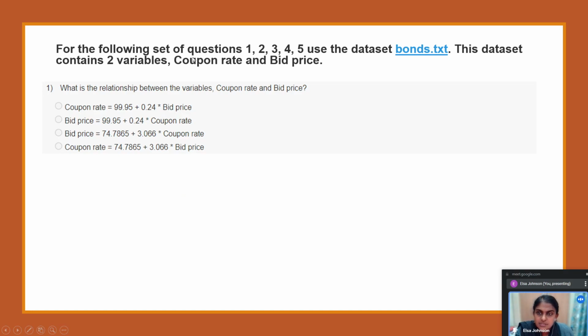So these were the assignment questions in the previous course. They were given the bonds.txt. I think you are also aware of this one because it was seen in the lecture slides also. So they have to check this bonds.txt data set, and this data set contains two variables, coupon rate and bid price. So we have to find out the relationship between the variables coupon rate and bid price. For this one I think we can just directly go to the R Studio.